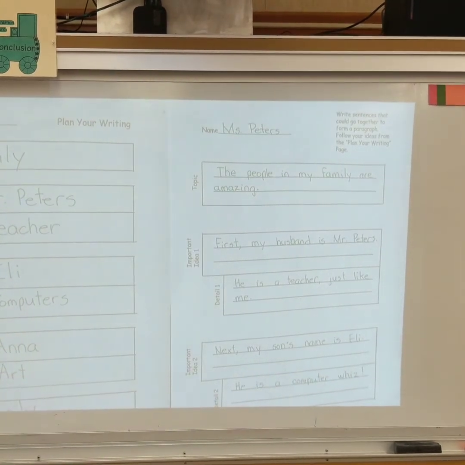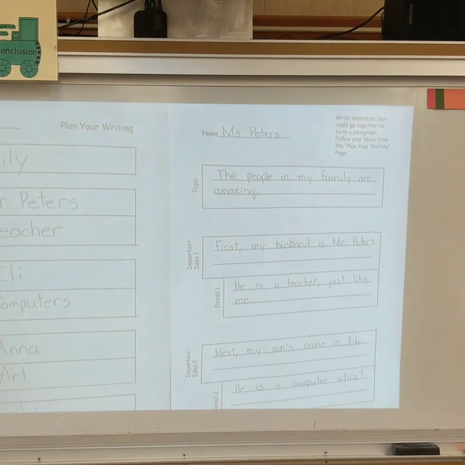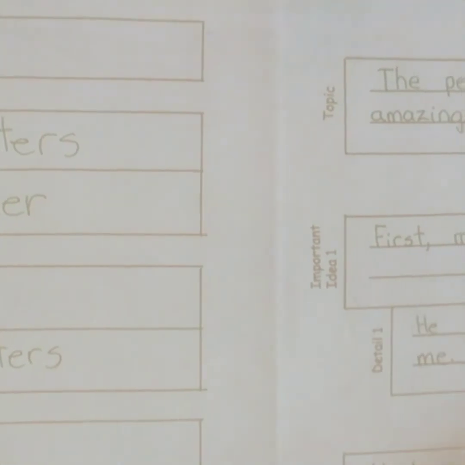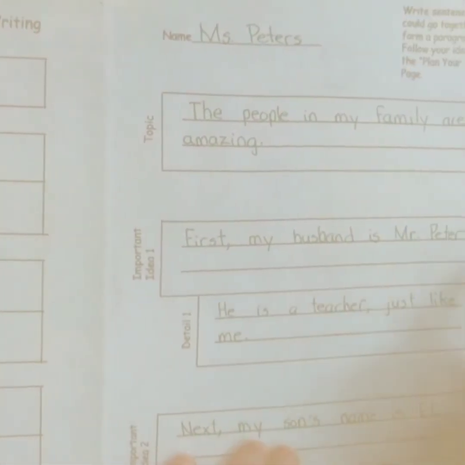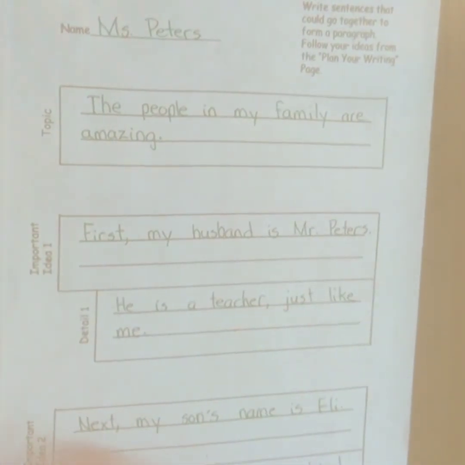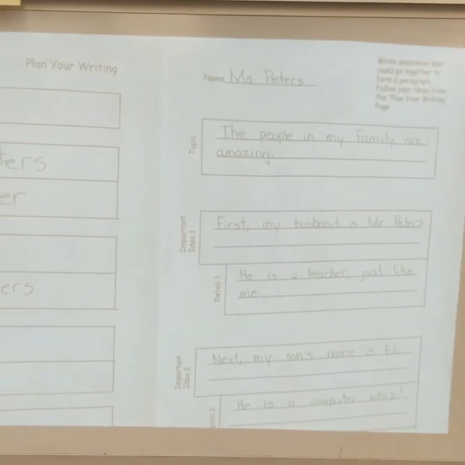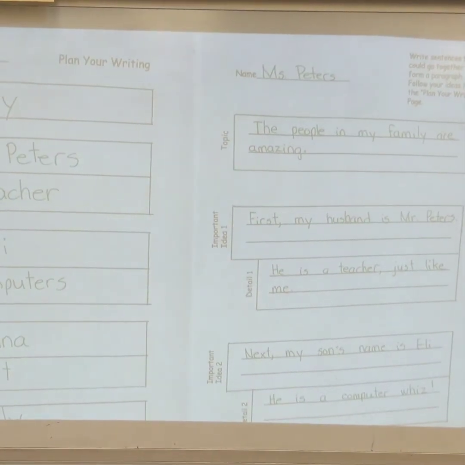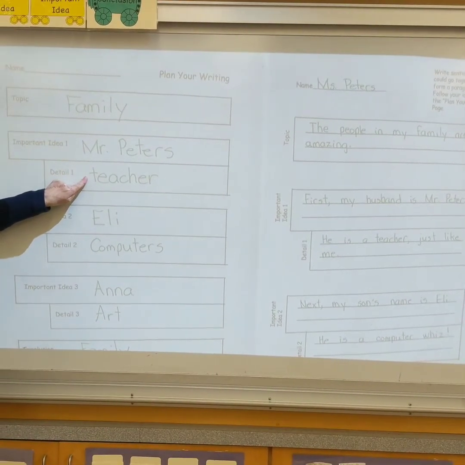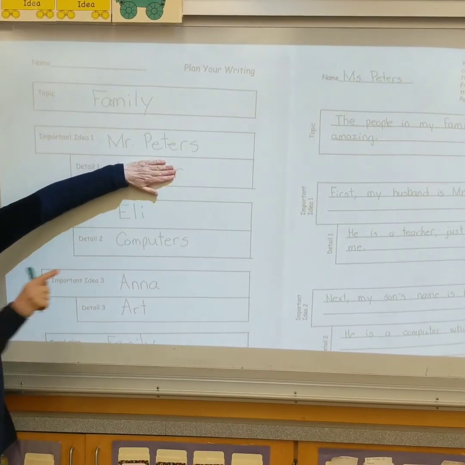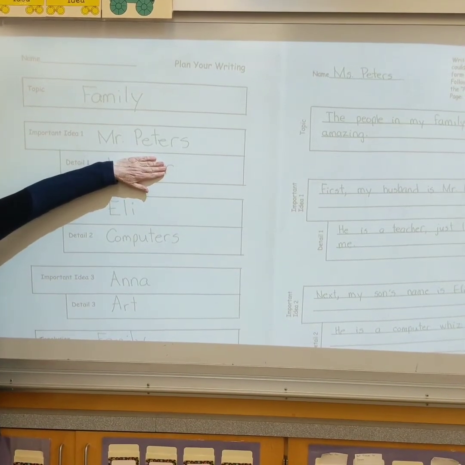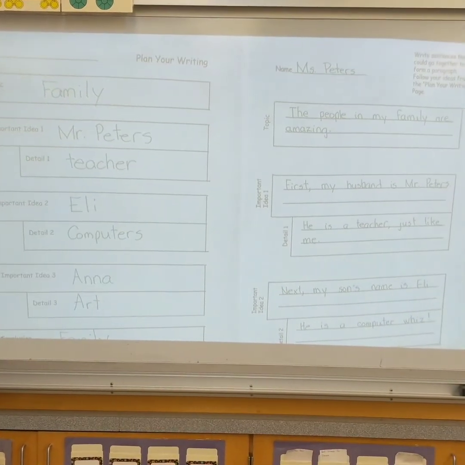Then, going on my plan, notice it says important idea 1, Mr. Peters. And then when I come over here, I've got my next rectangle. It says important idea 1 on the side. So I took Mr. Peters and I turned him into a sentence. Now when I wrote this sentence, I did not tell anything about the detail yet. I am just writing this. The detail is going to be a whole other sentence. Let me show you what I mean.